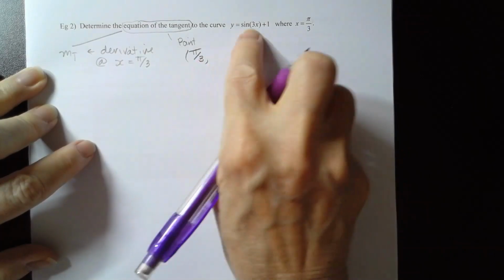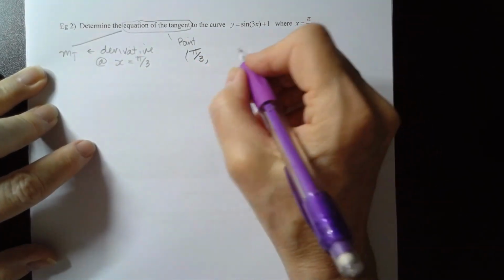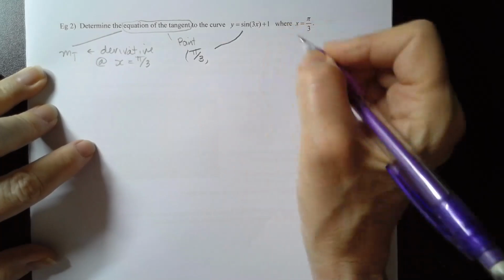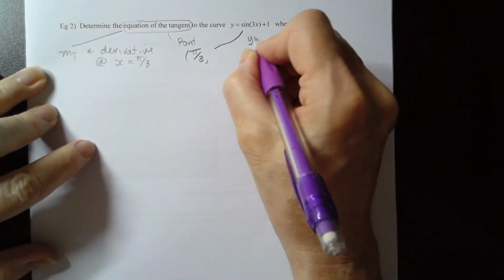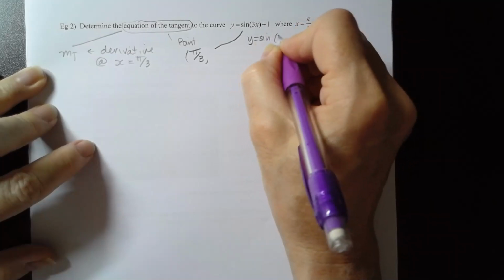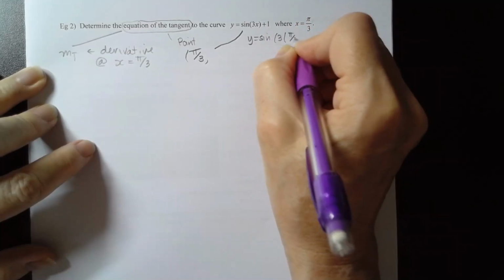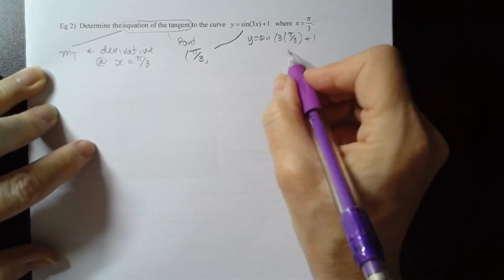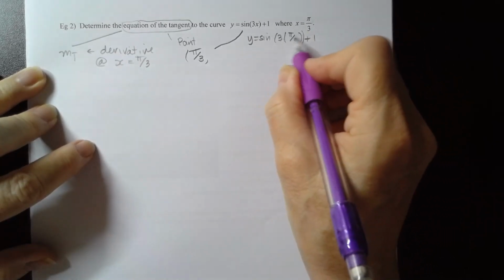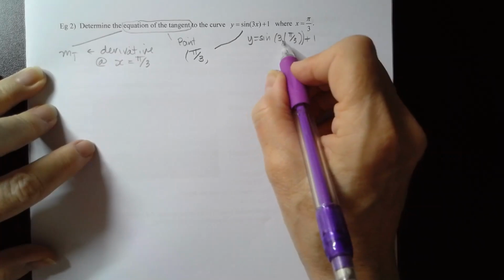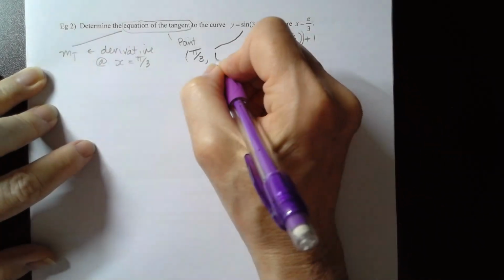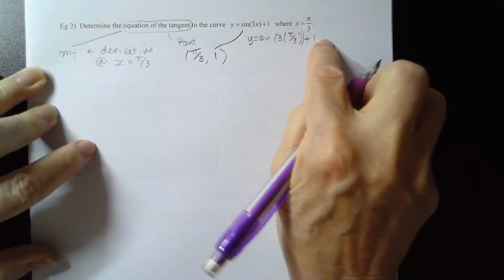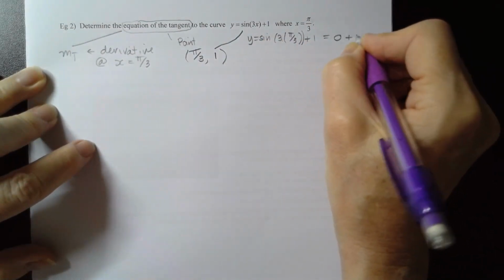And then I have to put that back in to get the y. So to get this y, I need to put pi on 3 in there. So I'm going to go y equals sine of 3 times pi on 3 plus 1. 3 times pi on 3 is just pi, and the sine of pi is 0. So this is 1 here. 0 plus 1. I'll write it here so you can remember.